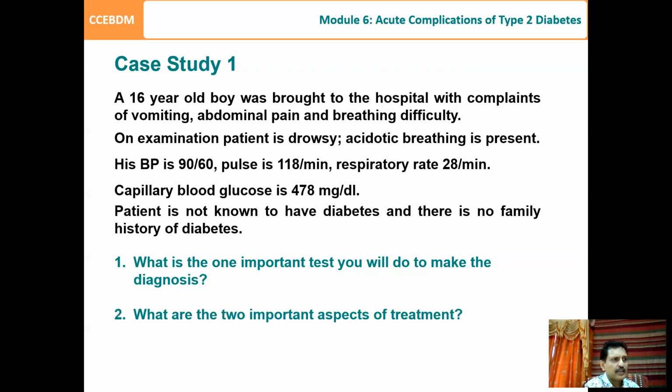And the next question is, what are the two most important aspects of the treatment? We'll discuss it later, but I can tell you that the two most important aspects of the treatment are to give fluid and give insulin. So these are the two mainstays of the therapy. You don't have to do any other thing, you just have to hydrate the patient properly and give insulin to reverse the ketogenic process.